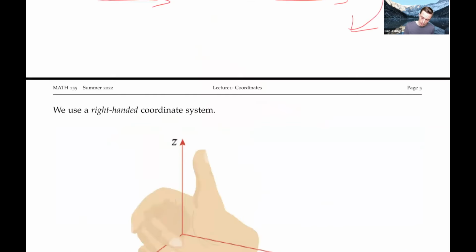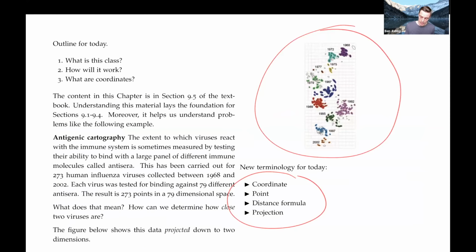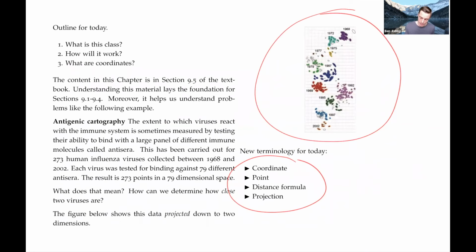So if we go back to this first slide here, where we had this antigenic cartography, this dealt with what was going on in a 79-dimensional space. So here we would be in R79.